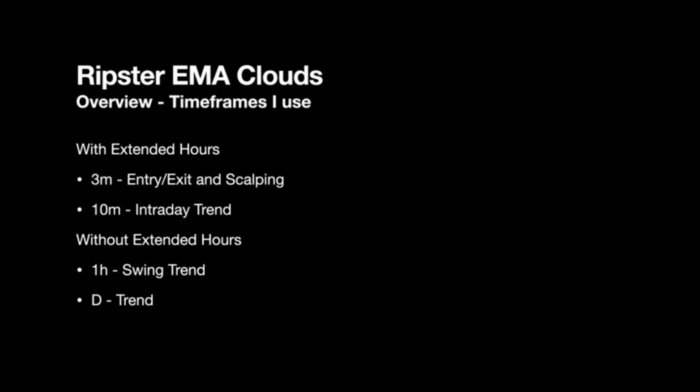But with extended hours, there's typically the 3-minute and the 10-minute. The 10-minute is really the one that I live on most of the day. The 10-minute, and I would say the hour, but that 10-minute is really the intraday trend. So if you're day trading, that's kind of the one that you want to be on. And then, of course, you can go down to the 3-minute for entry exits, and then, of course, scalping. You can even use the 1-minute. You can use the 5-minute. You can use whatever time frames you like, but these are the ones that Ripster typically uses.